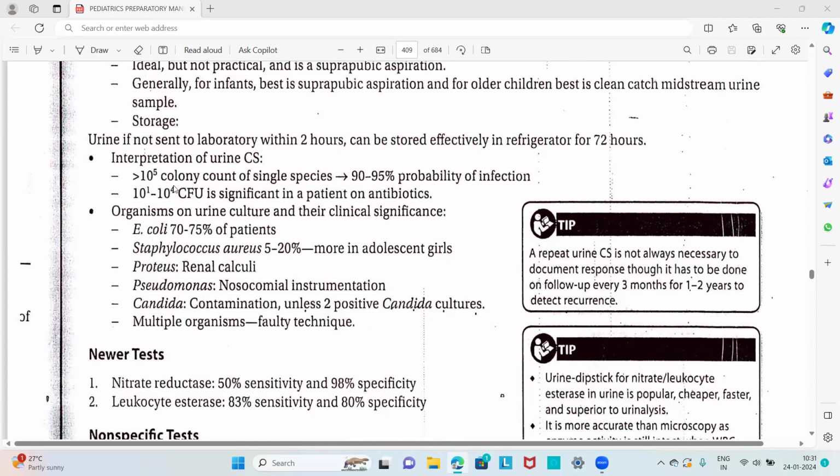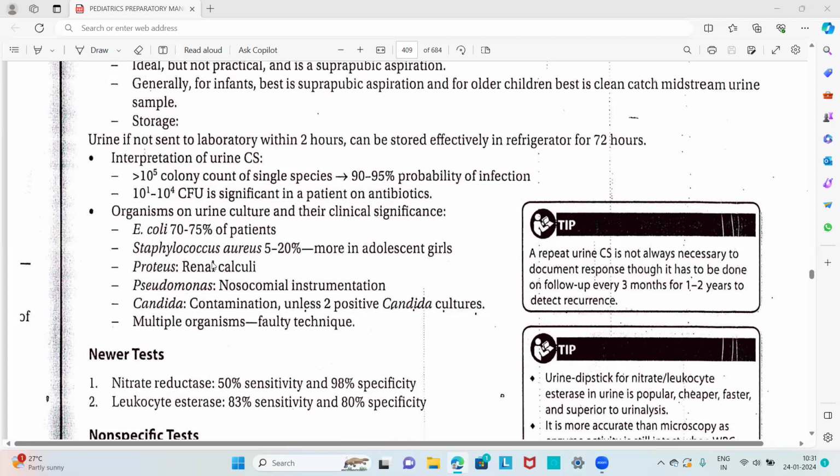What is the interpretation of the urine culture? A colony count greater than 10 raised to 5 of a single species gives a 90 to 95% probability of infection. And 10 raised to 3 to 10 raised to 4 colony forming units is significant in a patient on antibiotics. The organisms on urine culture and their clinical significance: E. coli is found in 70 to 75% of patients, and Staphylococcus aureus can be found in about 5 to 20% of cases, more in adolescent girls.